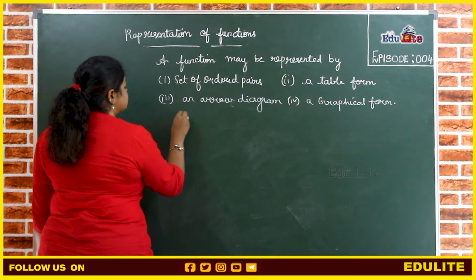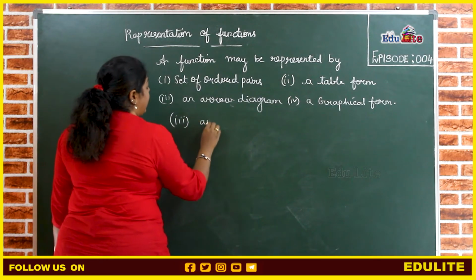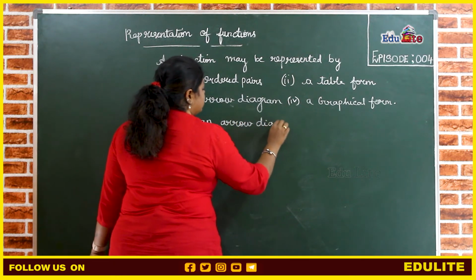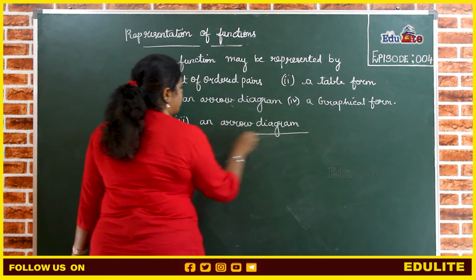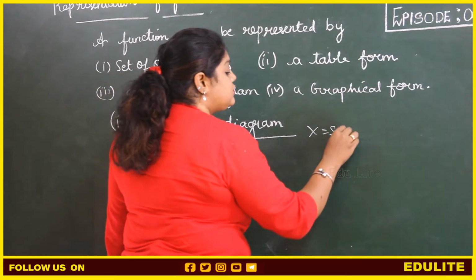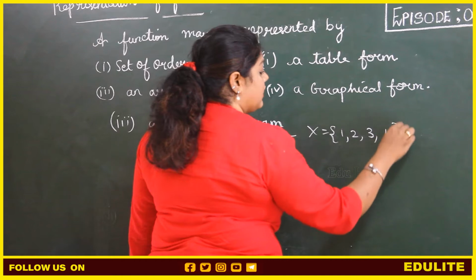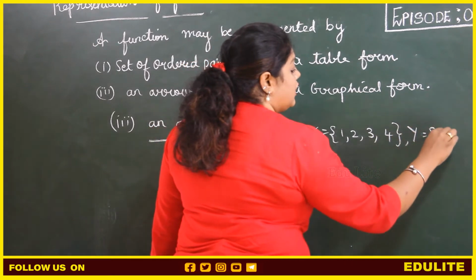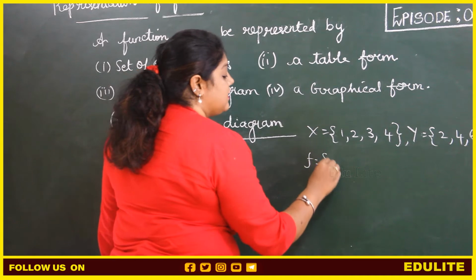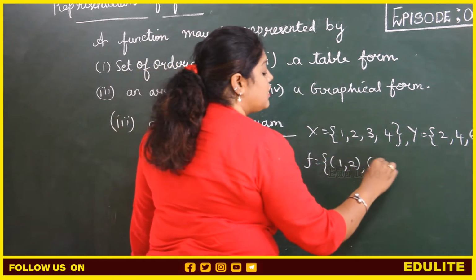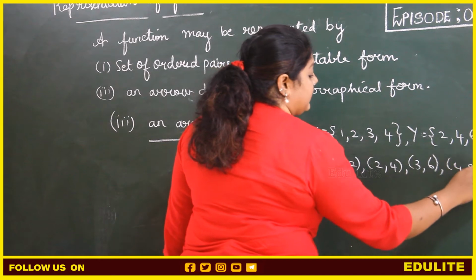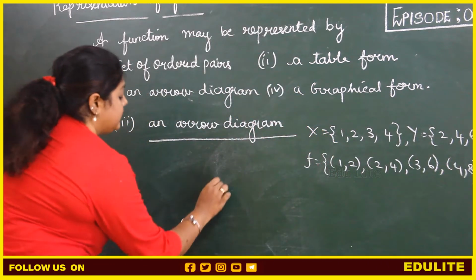And the third one is, we represent a function by an arrow diagram. I will show you how to represent a function in an arrow diagram. We will consider the same example which we considered for representing it in table form. So x equals 1, 2, 3, 4, and y equals 2, 4, 6, 8. The function we are given is (1, 2), (2, 4), (3, 6), (4, 8). So let us do it in an arrow diagram.